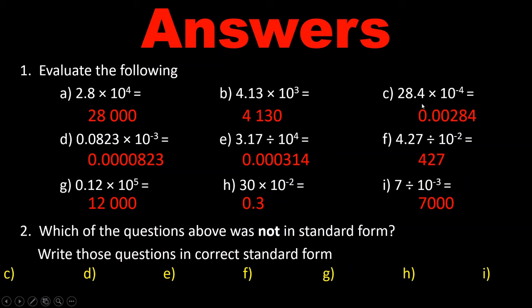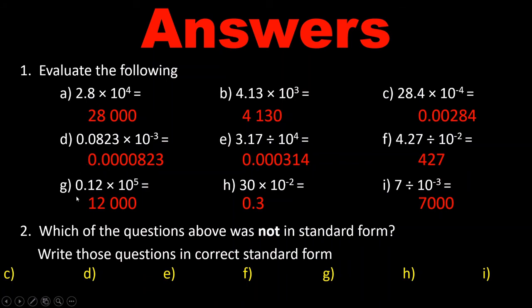C was not standard form, 28.4 is not between 1 and 10. D was not in standard form. E you might have thought was in standard form, 3.17 is between 1 and 10, but this is dividing by 10. We need it to be multiplying by 10. F as well, 4.27 is a number between 1 and 10, but we want to multiply, not divide, by a base 10 number.